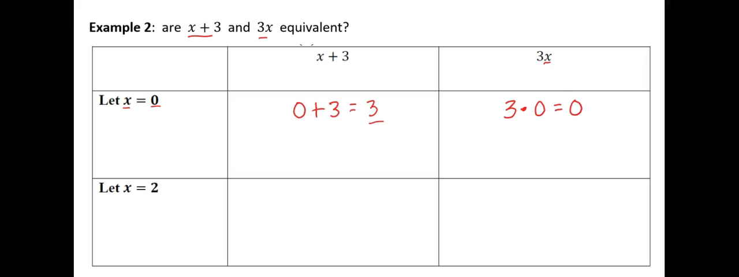So right now, you can see that I did not come up with the same answer. We'll do another example just to prove this. So this time we're going to put a 2 in place of the x. 2 plus 3 equals 5, and 3 times 2 equals 6. And again, my answers do not match.